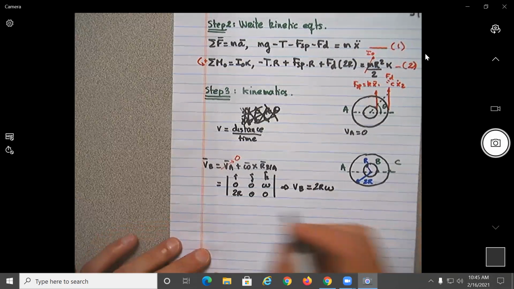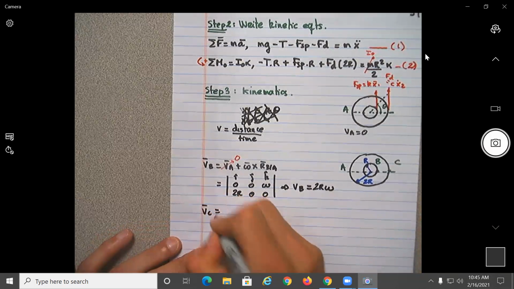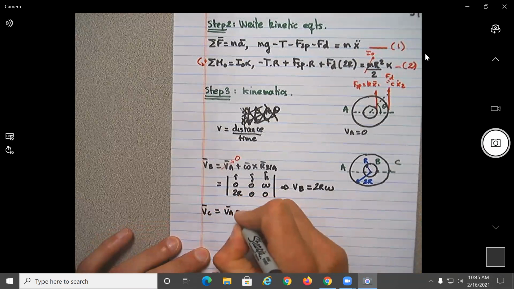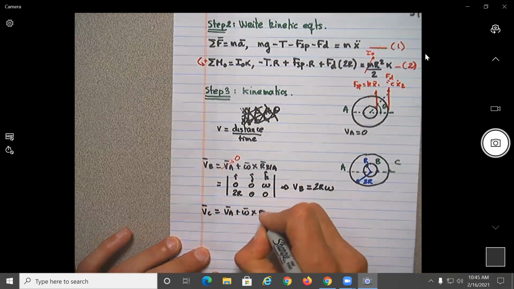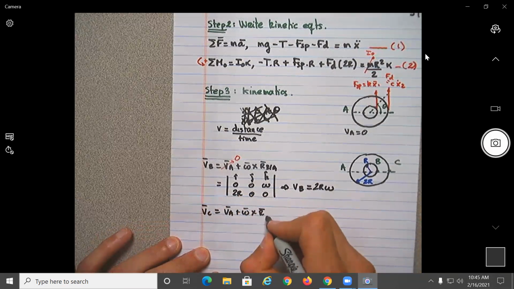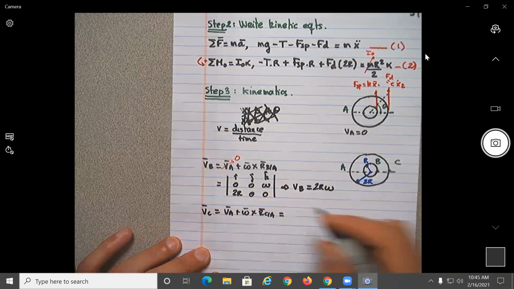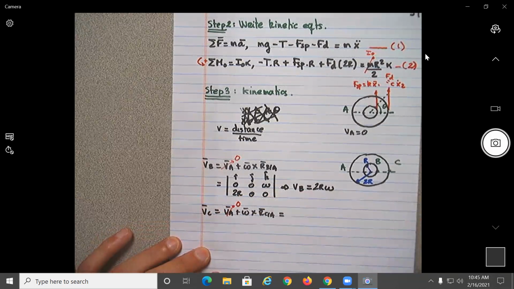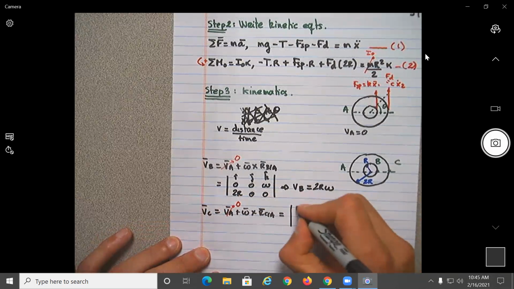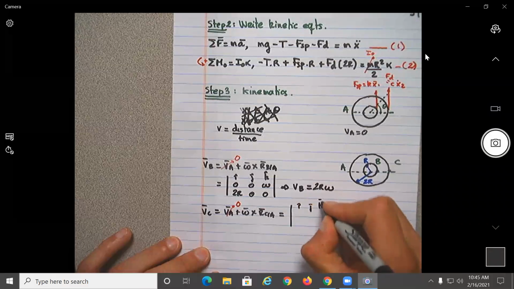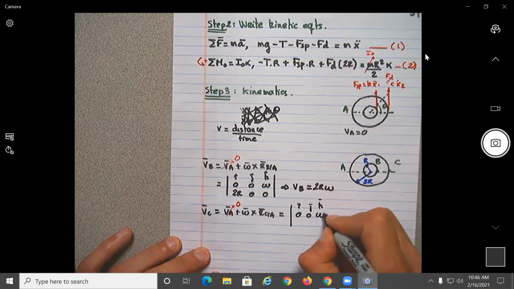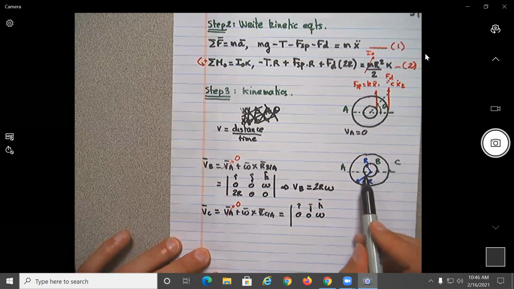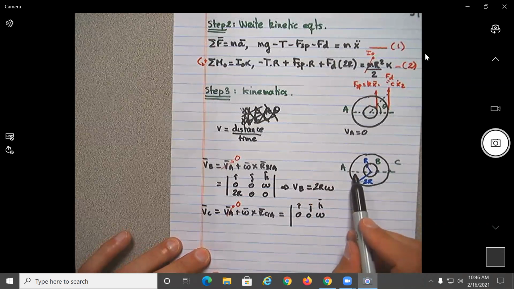Okay, and similarly, we could say that VC is exactly the same thing as VA plus omega cross R of C with respect to A. This is 0. So this will give you the same thing, I, J, K, 0, 0, omega. But this time, what will be the position of A with respect to C?